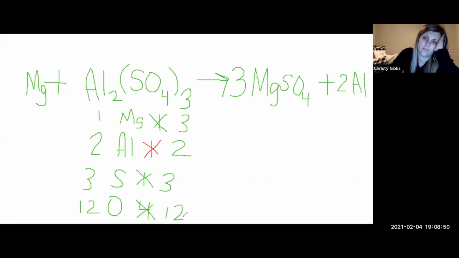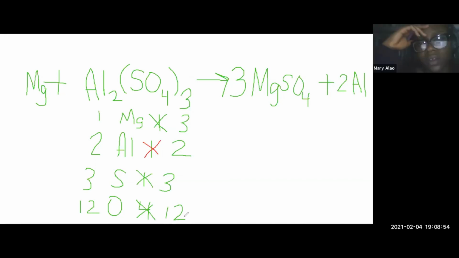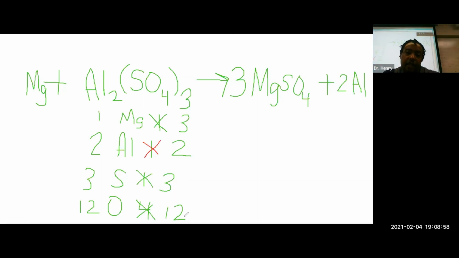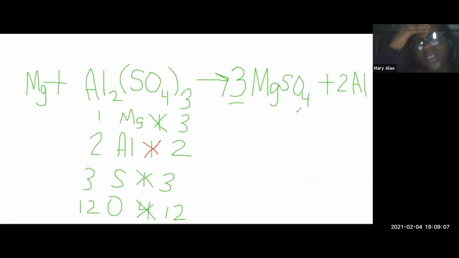Question, Dr. Henry. Can the 3 be in front of the S instead of the Mg? It can't be a 3 in front of the S, because the coefficient goes in front of the compound. Remember, these guys are combined together. S is not alone. This tells me that I have 3 of these.